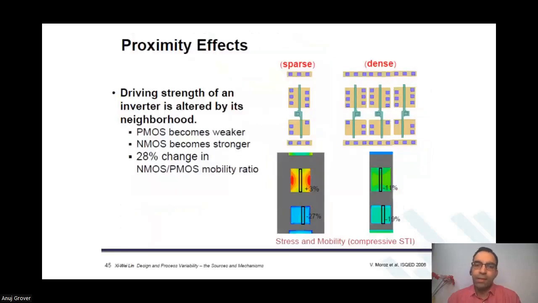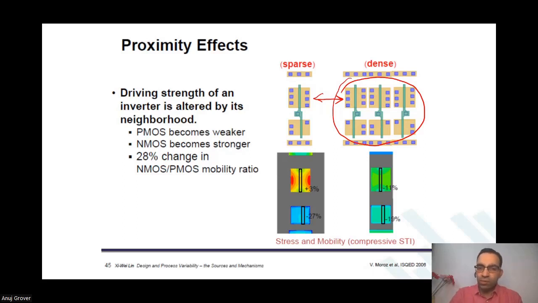Got it. Then the next kind of systematic effect is proximity. If there are devices which are placed far apart, with more spacing between devices, versus devices which are placed close together, you will see that the kind of stress that appears in the diffusion region, the region where you have your contacts and everything present there, changes.